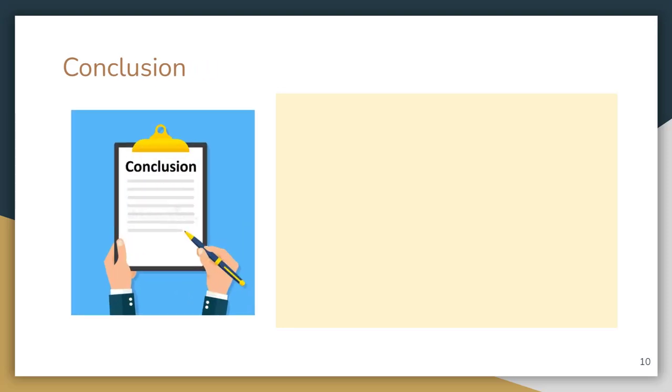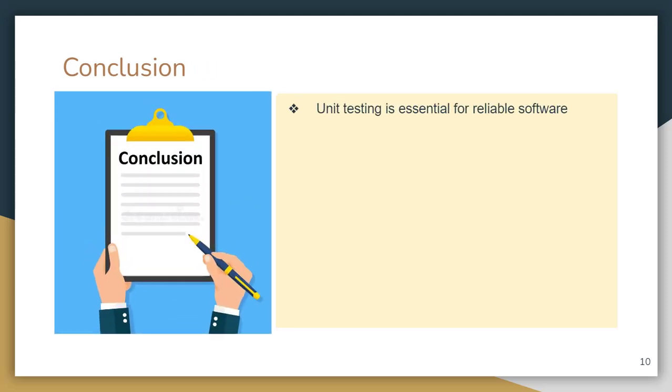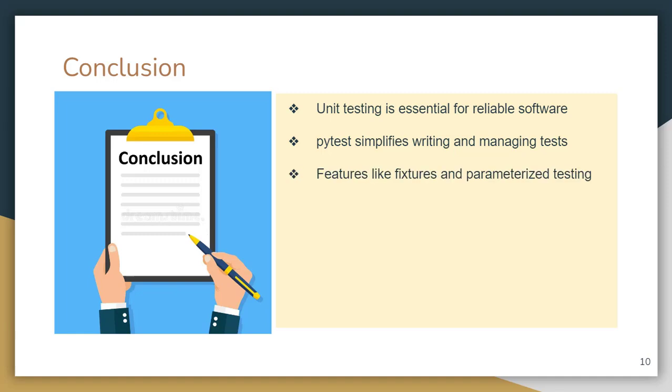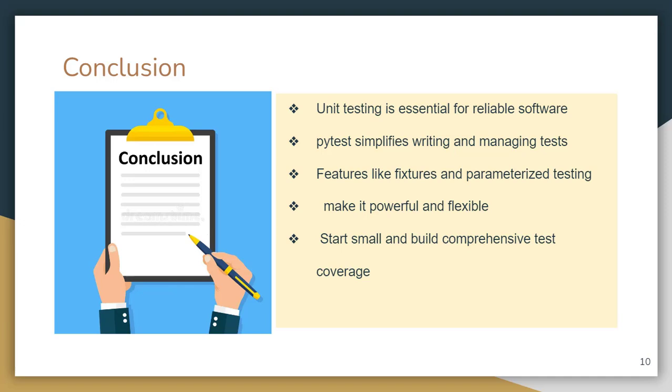Let's summarize, that is, the conclusion. What we learned from this video: unit testing is essential for reliable software. Pytest simplifies writing and managing tests. Features like fixtures and parameterized testing make it powerful and flexible. Start small and build comprehensive test coverage.